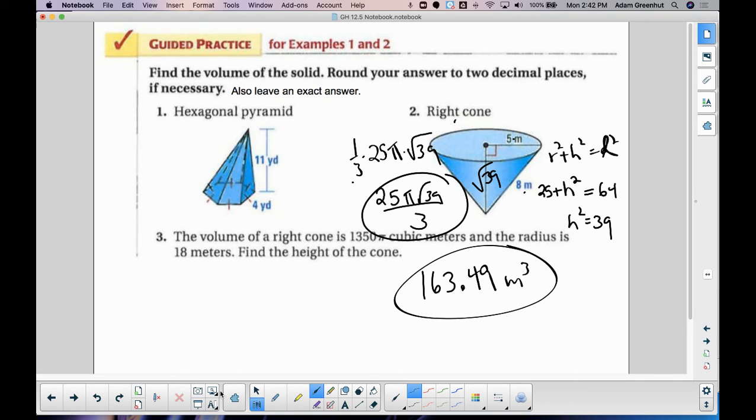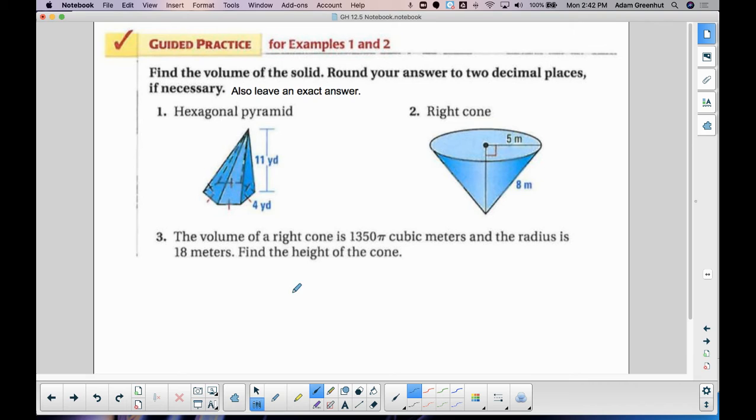And now this last one, the volume of a right cone is 1350 pi, and that's going to equal area of the base times the height. So the area of the base would be 18 squared pi, because that's the radius of 18. I'm going to multiply that by the height. So I'm going to divide by pi, and then divide by 18 squared. 1350 divided by 18 squared.